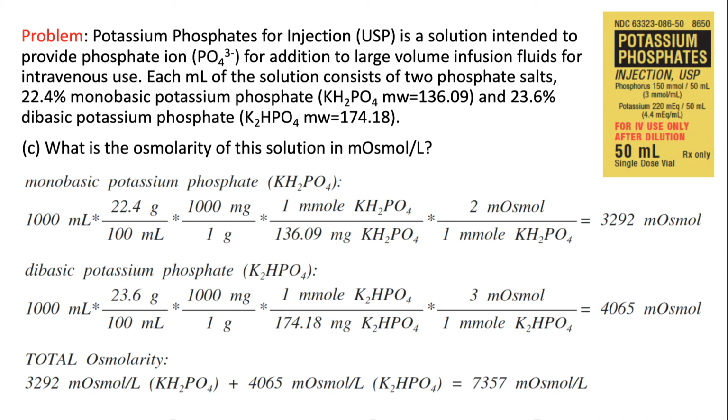And the total osmolarity for this solution is 7,357 milliosmoles per liter. And if you got all of that, then you got the right answer. And you might have wondered, oh my gosh, did I really get the right answer? Because that seems like a really high number.